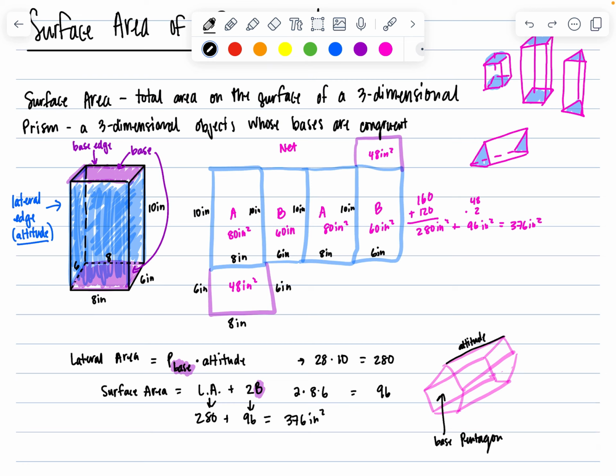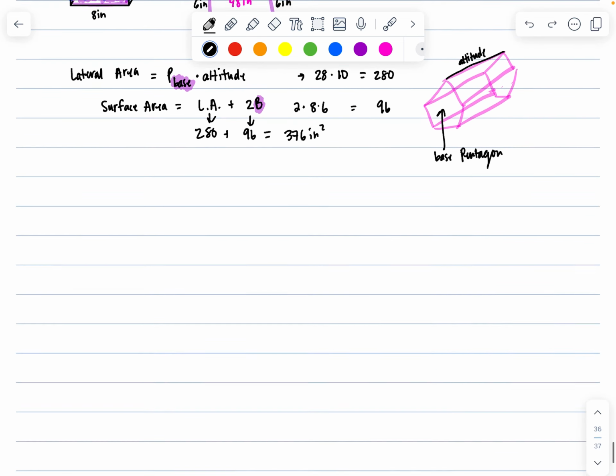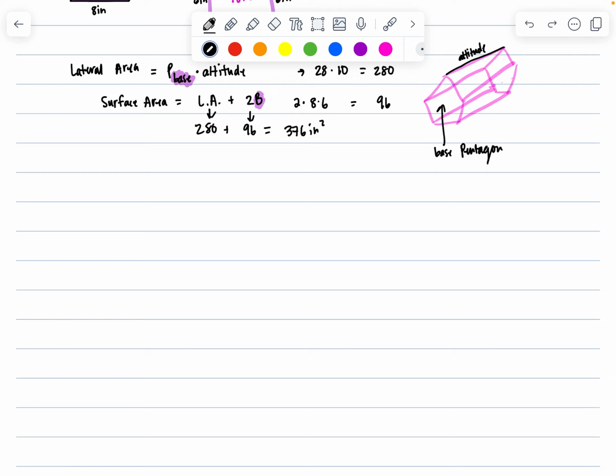It follows pretty much the same concept as a cylinder, except a cylinder does not have rough edges. For instance, a rectangular prism has rough edges. We see corners here, right? A cylinder, it's kind of like if you think of a paper towel, is a three-dimensional object whose bases are congruent circles.